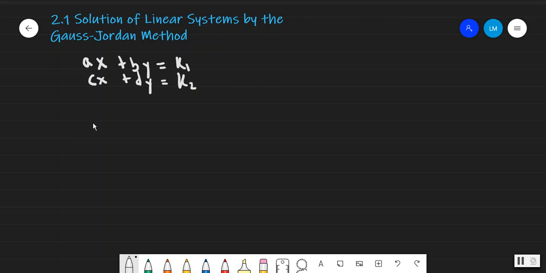Hello. In this video, I'm going to look at solutions of linear systems using the Gauss-Jordan method. So recall that we can consider a system of equations with two unknowns and two equations. The way in which we can solve this, of course, is by the echelon method, or even the substitution method, or even the elimination method. Now, the way that we're going to do this is by using what is called an augmented matrix.